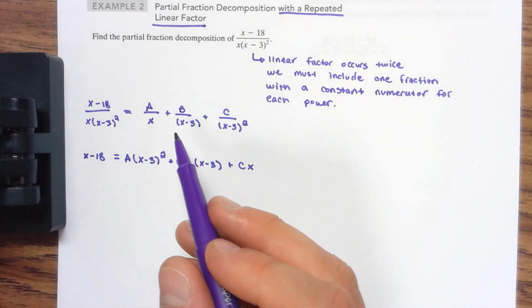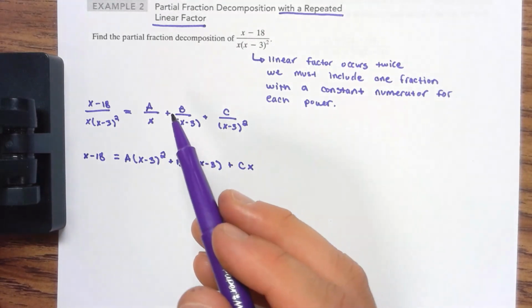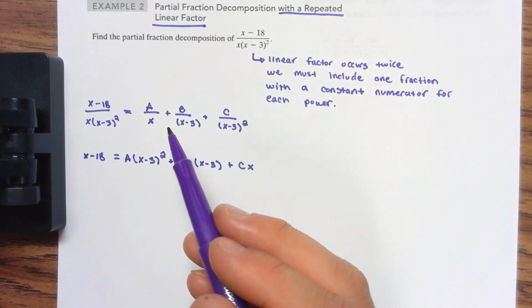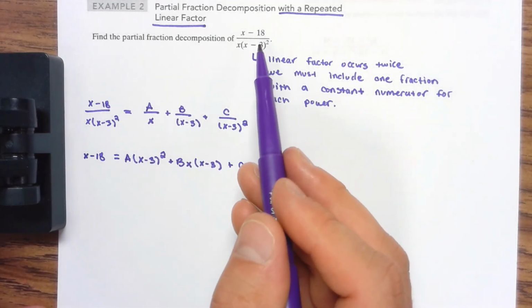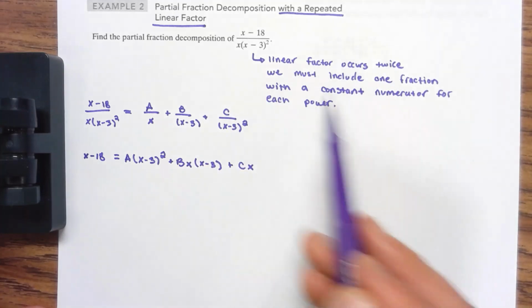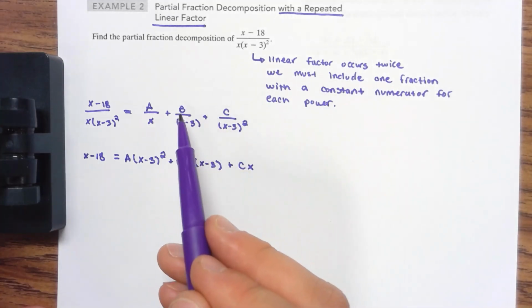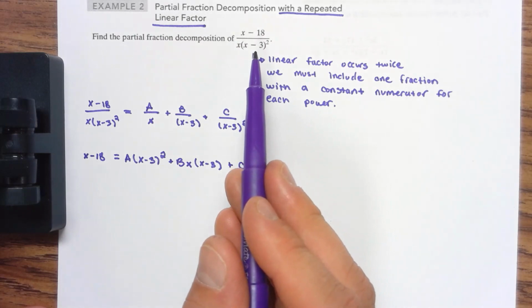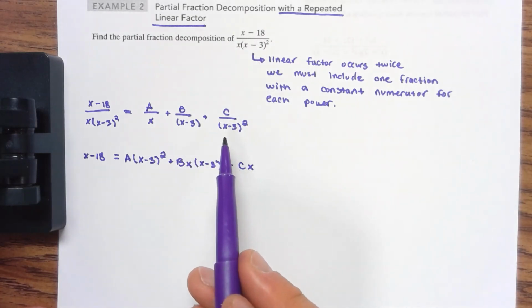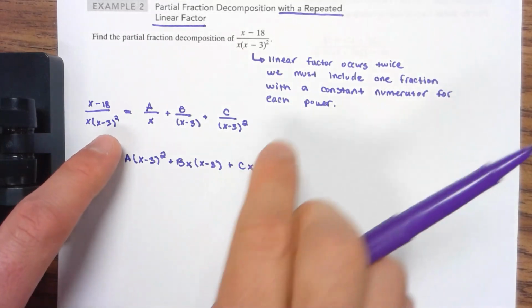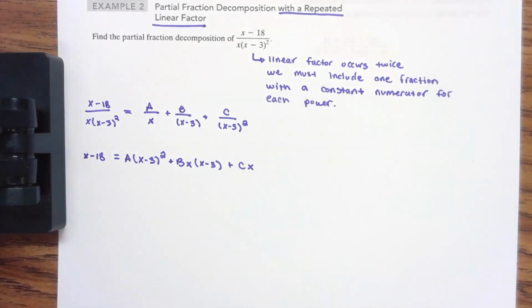Yeah, so I'll be completely honest. I do not know why these play out the way that they do. But anytime we have this repeated linear factor, that's what this note was that we were making here, we need a fraction with each power of that repeated factor. So that's why it's x minus 3 and then another x minus 3 squared. And like I said, had it been cubed, then we'd have to say plus d with an x minus 3 cubed as well.